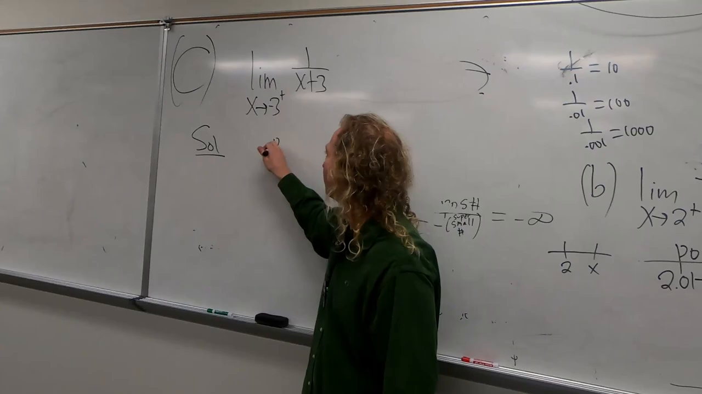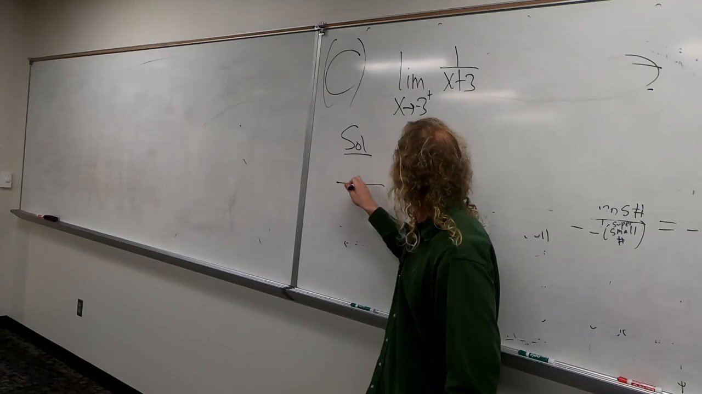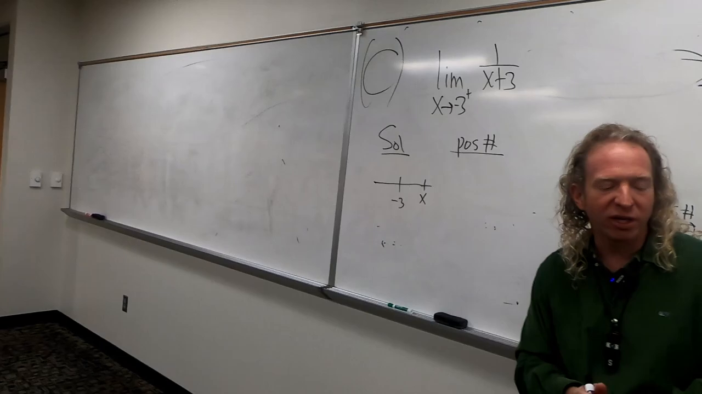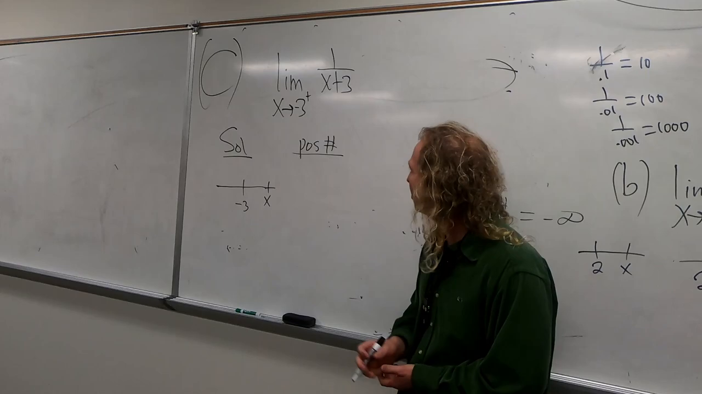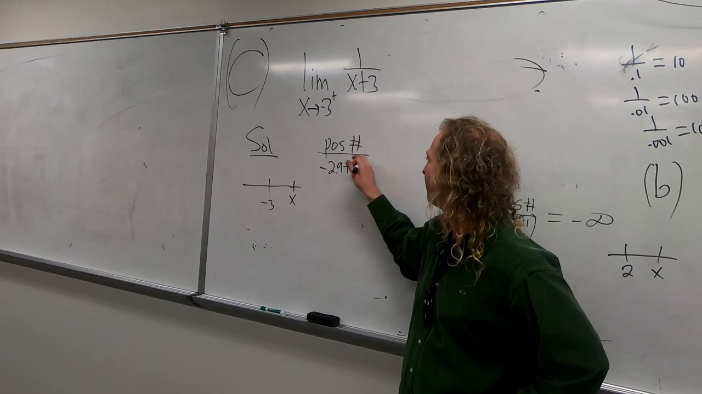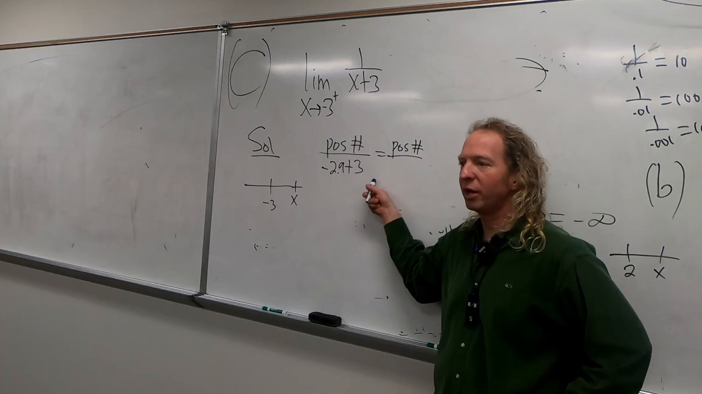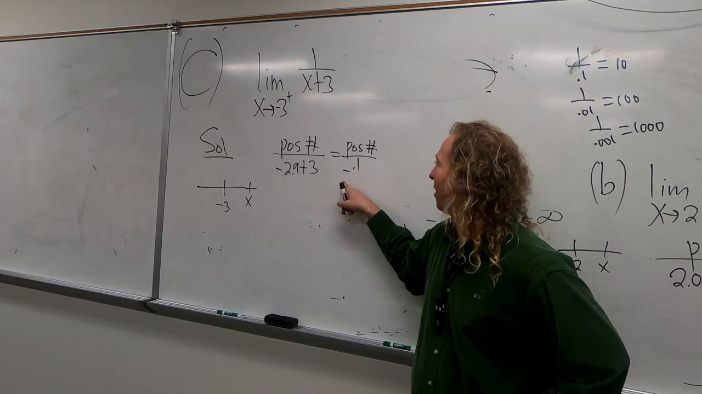So it's a positive number up top because it's 1, right? And then here's negative 3. We're approaching from the right, so let's see. Bigger than negative 3, so negative 2.9? Yeah, negative 2.9, right? That'll work. So negative 2.9 plus 3. So it's a positive number. And then we have negative 0.0, negative 0.1, right? Oh, positive 0.1.